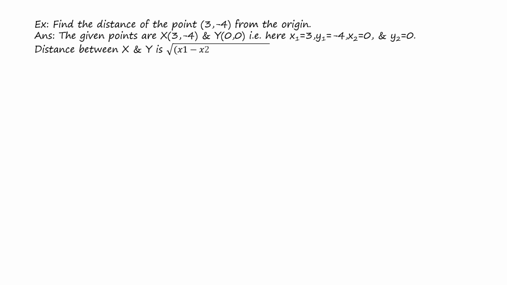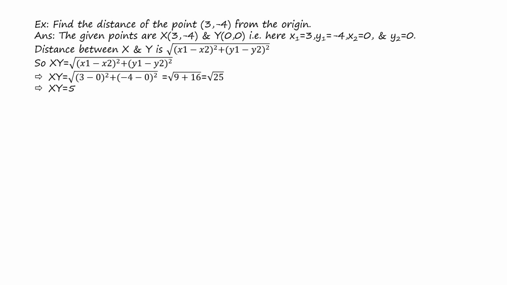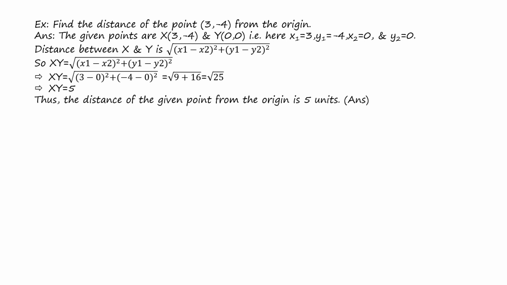Here x1 is 3, y1 is minus 4, x2 is 0 and y2 equals 0. So now the distance between X and Y is the square root of (x1 minus x2) whole square plus (y1 minus y2) whole square, or it is nothing but the square root of (3 minus 0) whole square plus (minus 4 minus 0) whole square, which is the square root of 25, so XY equals 5. Thus the distance of the given point from the origin is 5 units, is the answer.